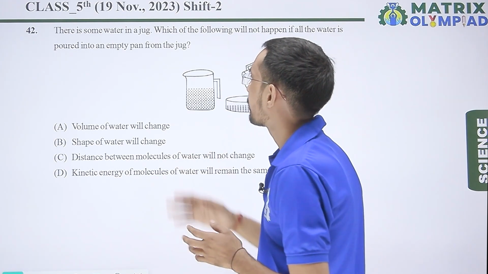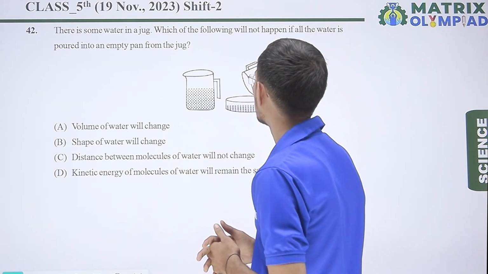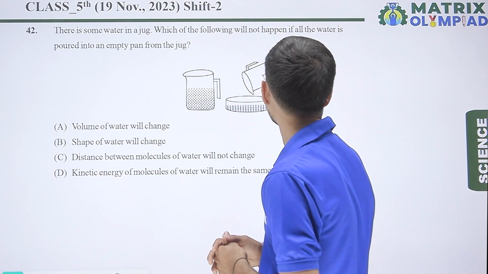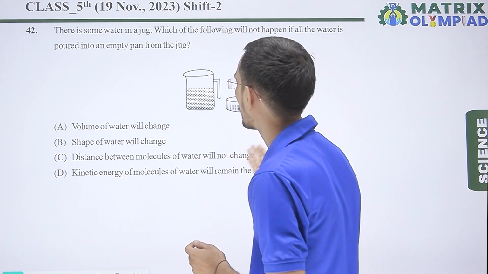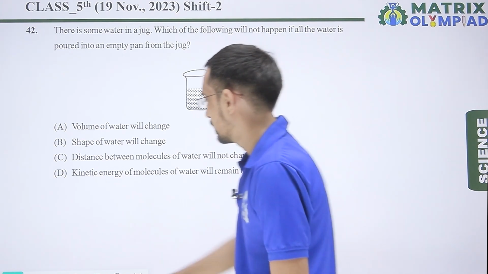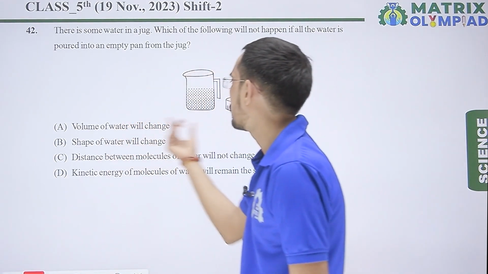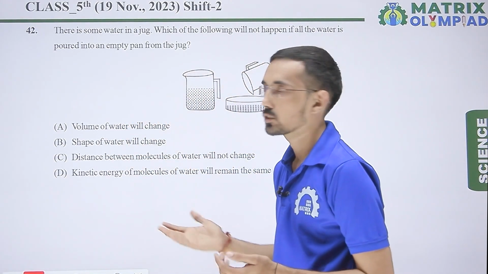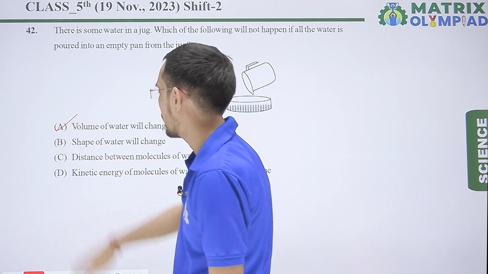Next question is, there is some water in a jug. Which of the following will not happen if all the water is poured into an empty pan from the jug? Volume of water will change only. So our correct option will be option A.